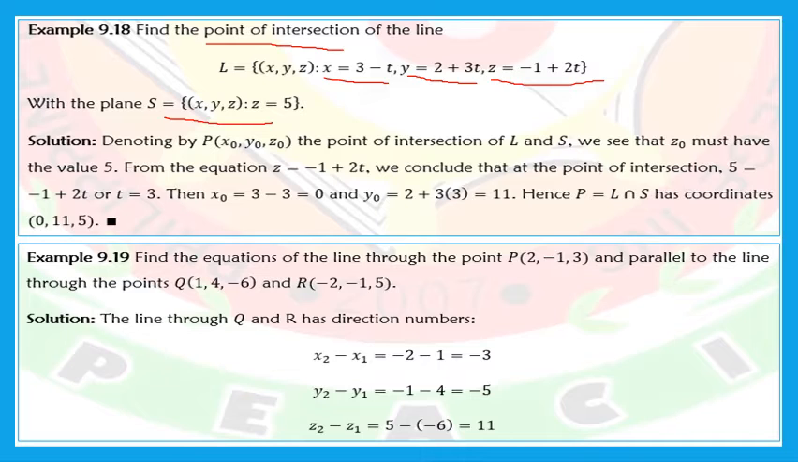So, denoting by point P (x sub o, y sub o, z sub o) the point of intersection of L and S, we see that z sub o must have the value 5. Okay, kasi given naman yung plane natin na z is equal to 5. So, ibig sabihin nun, ang z sub o natin dito is equal to 5. So, from the equation z equals to negative 1 plus 2t, we conclude that at the point of intersection, since may value na tayo ng z, substitute lang natin dito sa isa sa mga parametric equations natin. So, we replace z by 5. So, magiging 5 equals to negative 1 plus 2t. So, eto siya.